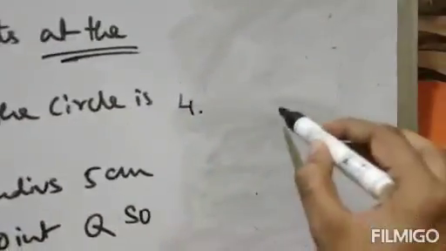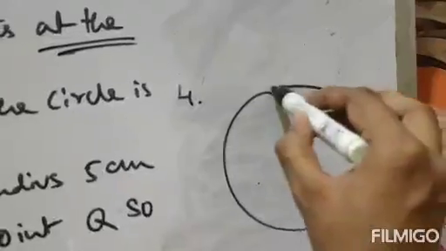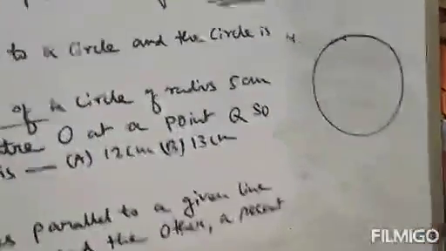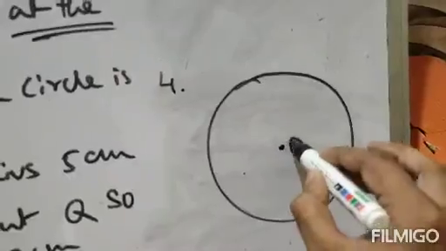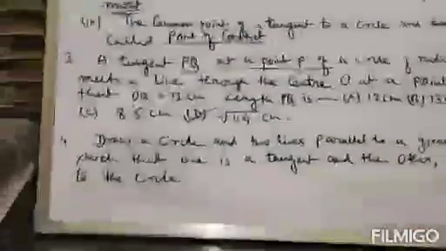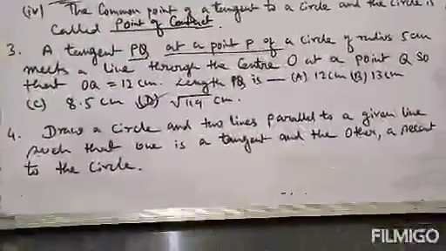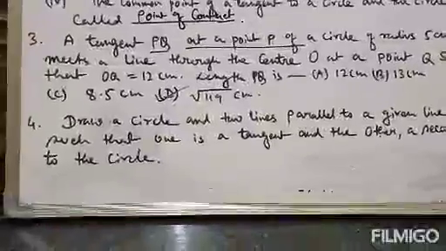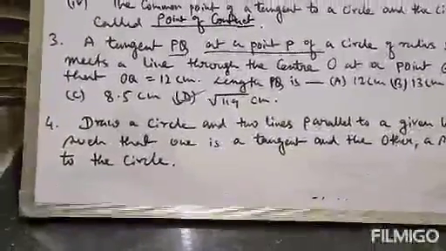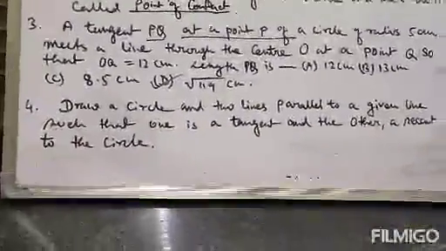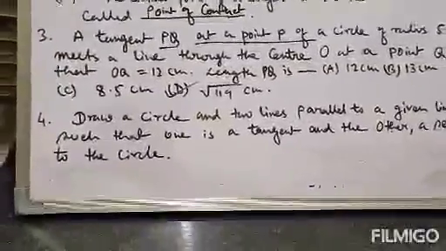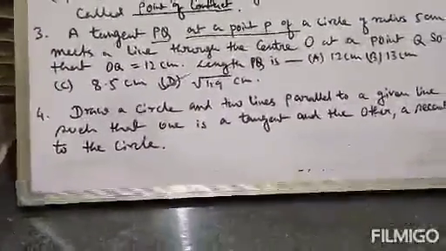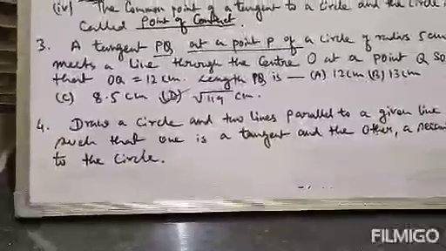Question number 4: we need to draw a circle. At first we draw a circle, and suppose the center is O. It says to draw a circle and two lines parallel to a given line. We have to draw two lines that are parallel to each other, and between the two lines, one is a tangent and the other is a secant.